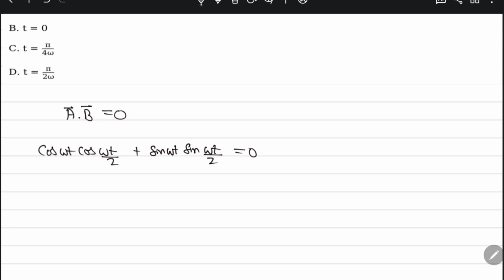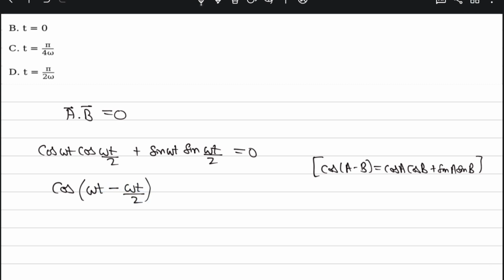And you know the identity that cos(a minus b) is equal to cos a cos b plus sine a sine b. So here I can apply this identity. Cos a means omega t, minus omega t by 2. Omega t minus omega t by 2 is equal to 0.